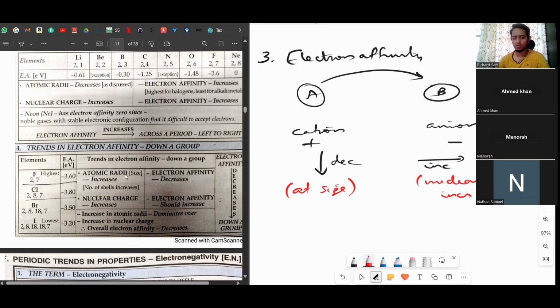Same reasons you will give as the ionization potential. As you go down the group, atomic radius, what happens? Increases, and so because of that, electron affinity decreases. As we go down the group, nuclear charge increases. If nuclear charge increases, electron affinity should increase, but the increase in atomic radius dominates over that. And so you see that there's a decrease in electron affinity as we go down the group. Exactly the same reason as ionization potential.